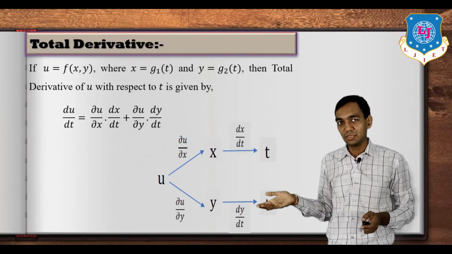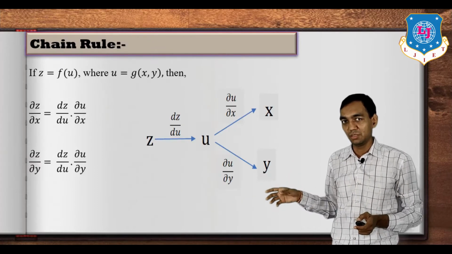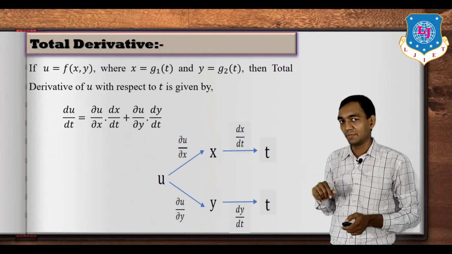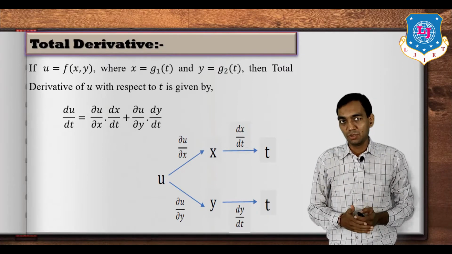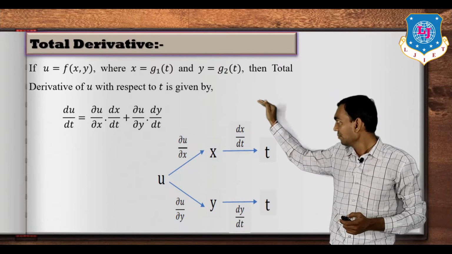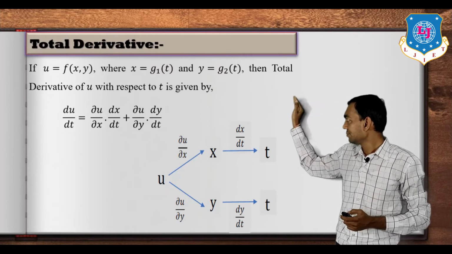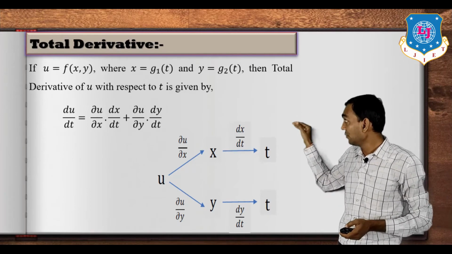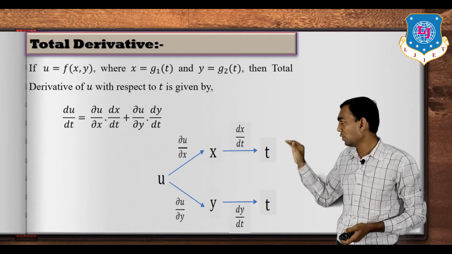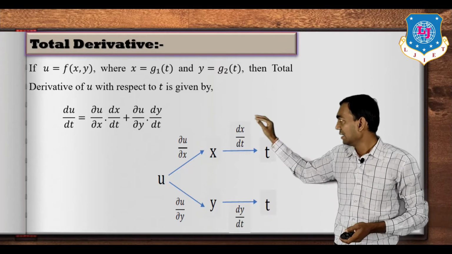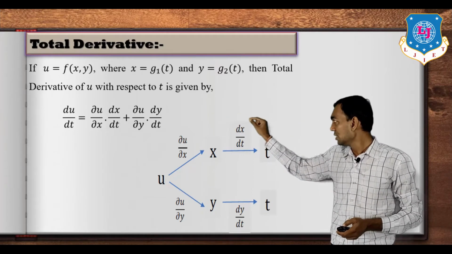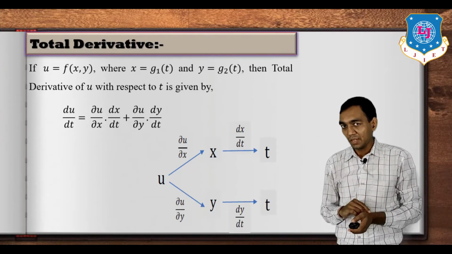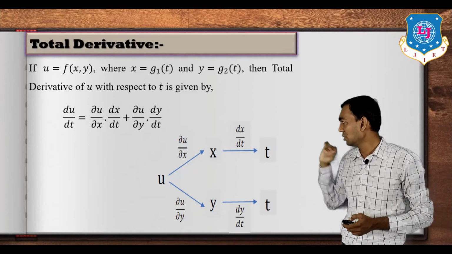In the same manner, suppose you have a multivariable function, u is a function of x and y, and we are going with a total derivative. That means u is a function of x and y, where x is a function of t and y is a function of t. Then in that case you can find the total derivative. Why? Because if you put the value of x and y in u, then u is going to be a function of t at last. That means u is a function of one variable. That's why you can find the total derivative.